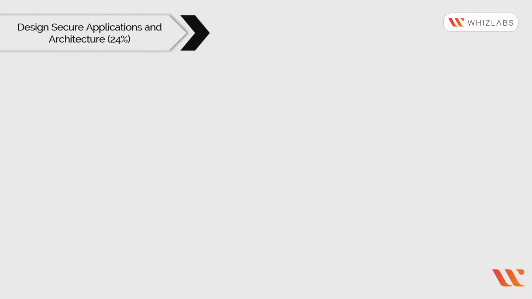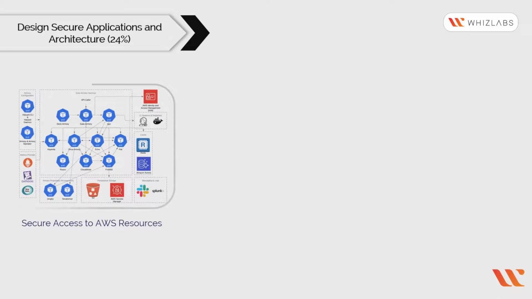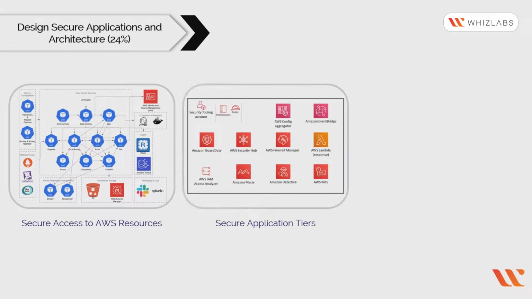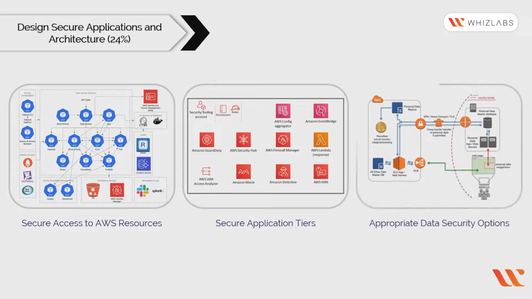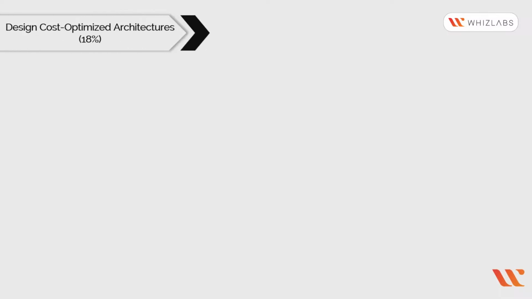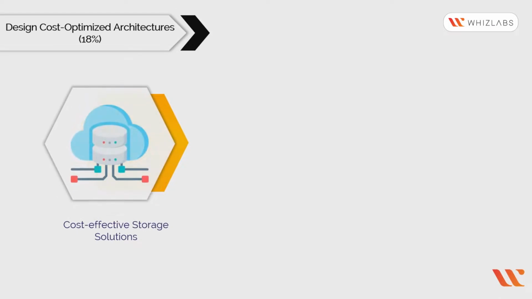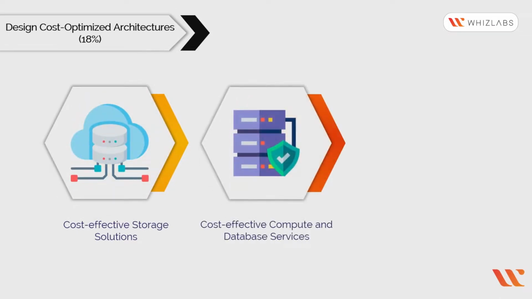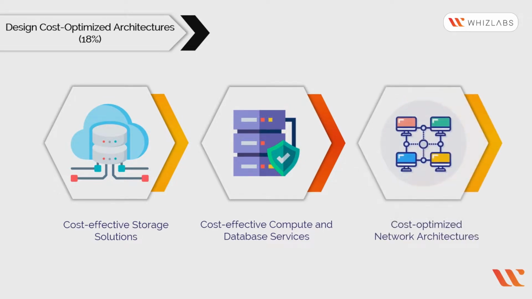Design secure applications and architecture, 24%. Designing secure access to AWS resources, designing secure application tiers, and selecting appropriate data security options. Design cost-optimized architectures, 18%. Identify cost-effective storage solutions. Identify cost-effective compute and database services. And design cost-optimized network architectures.